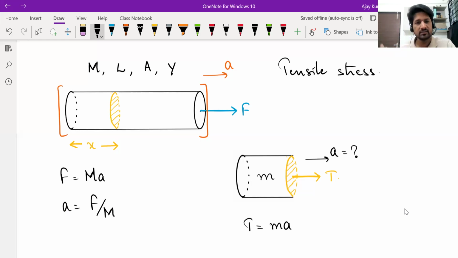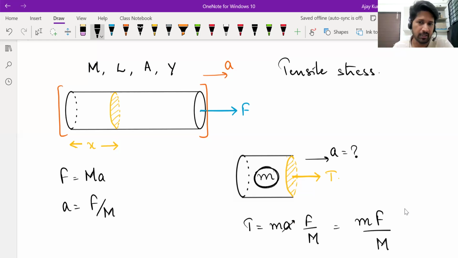Now every part of the system moves with the same acceleration. So this part also will have the same acceleration F by capital M. Therefore tension becomes small m into F divided by capital M. But we don't know small m, the mass of that part of the system. How to write mass of a part of a system?